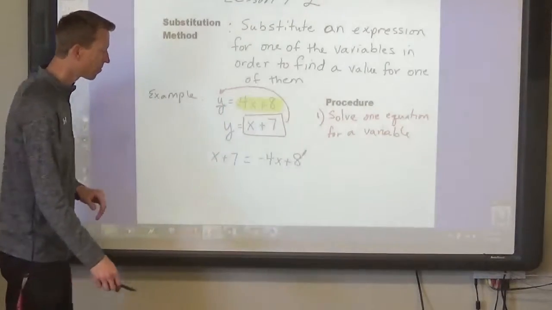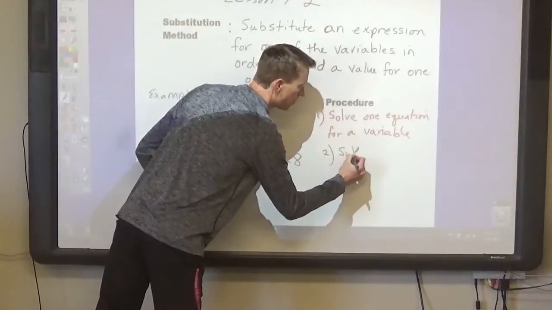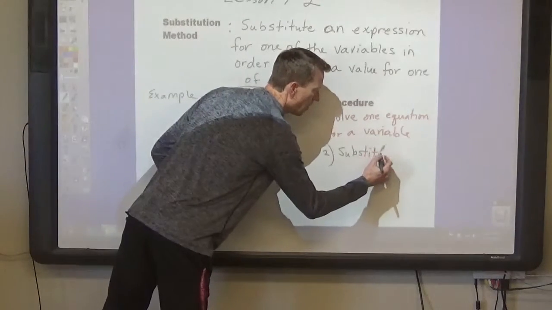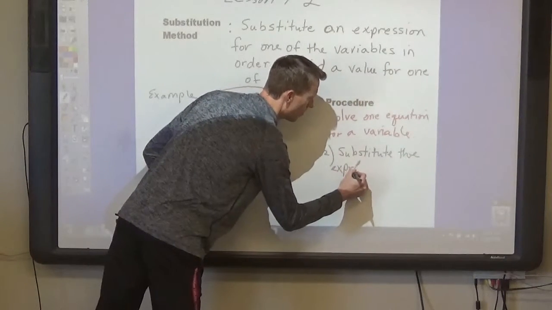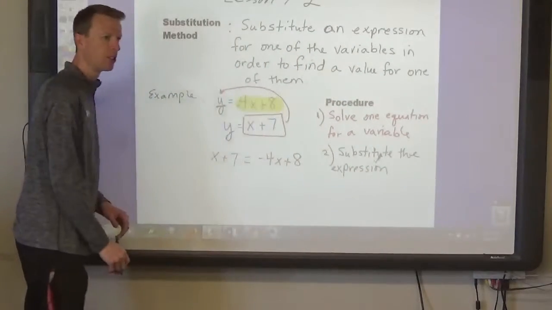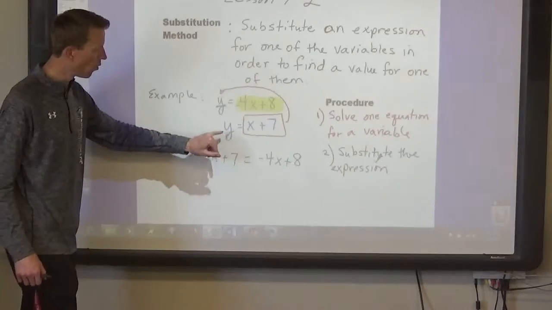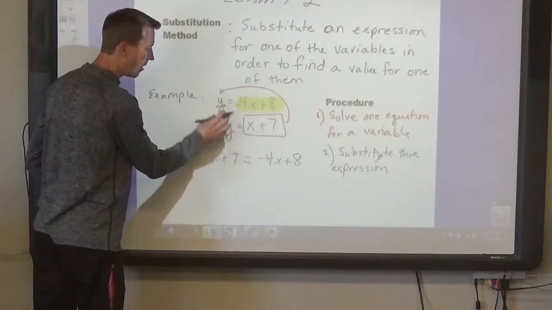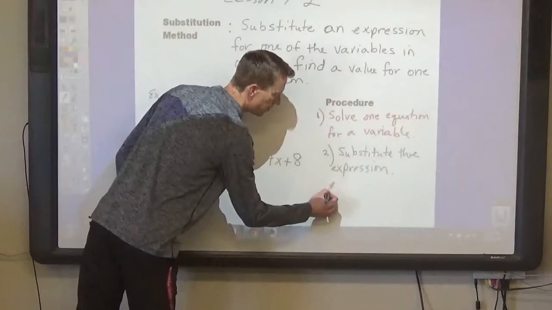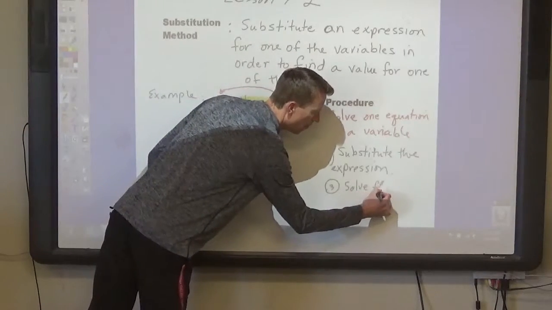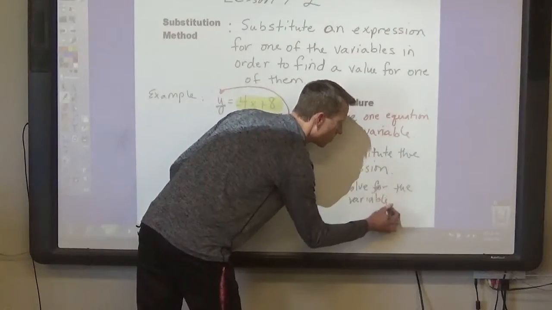Alright, I'll show you what I mean. Let's solve this for x. So that's the second step. It's to substitute the expression. Which expression did we substitute? Keyshawn? X plus 7 for y. We substituted x plus 7 in for y. Substitute the expression. Okay? Then solve for the variable. Solve for x in this case. So find the value of x.